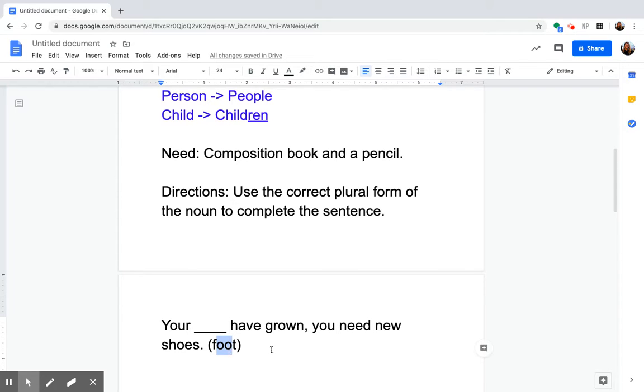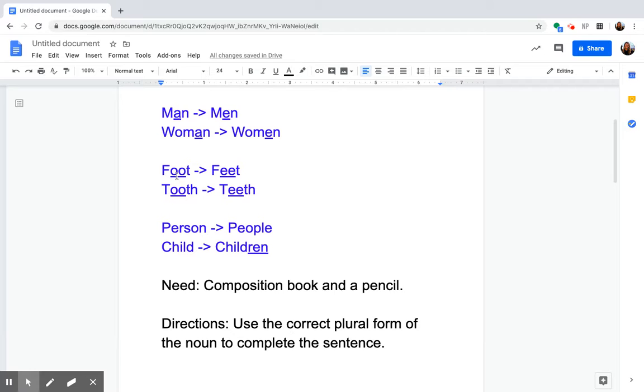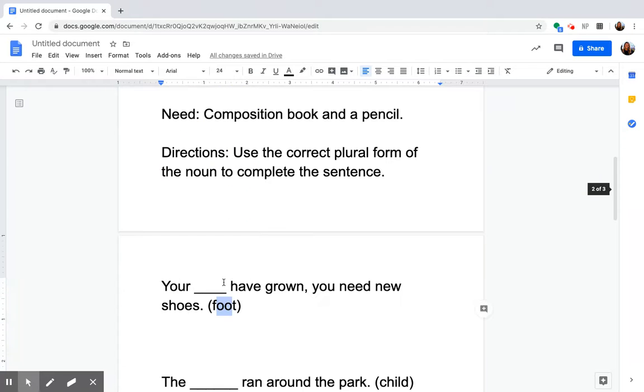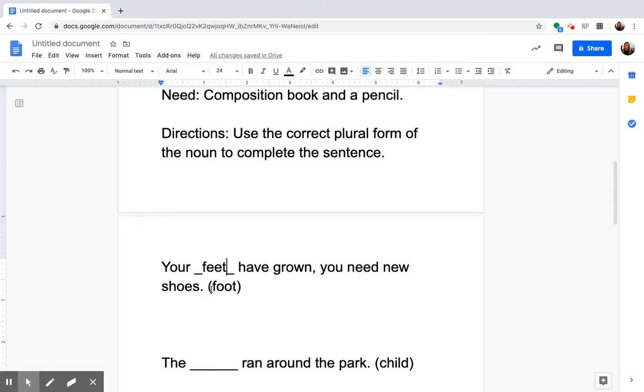Well, what's the plural of foot? Yeah, feet. We need to change the OO to the EE. F-E-E-T. Feet. Your feet have grown. You need new shoes. Make sure you write that down in your composition book before we move to our second example.